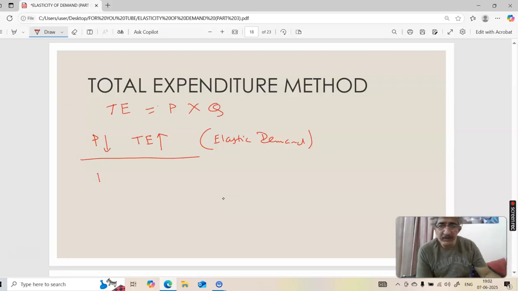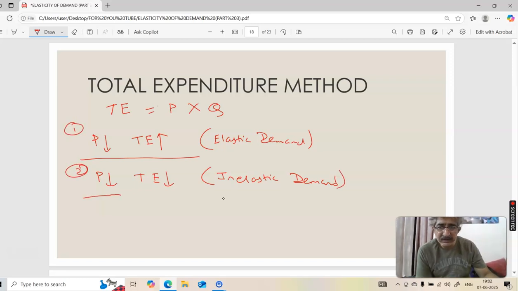Then if the price falls, total expenditure also falls, and vice versa. This indicates inelastic demand. That was the first case and the second case, and now the third case.